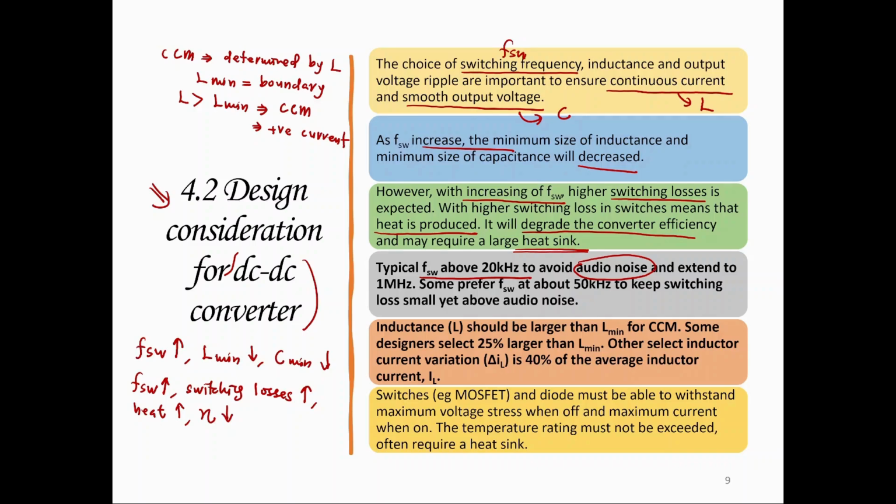Okay, point number 5, which is with regards to inductance. Inductor needs to be larger than L min for CCM. I mentioned here, yeah. L needs to be a larger value than the calculated minimum value of the inductor, so that you'll be able to get a continuous current.